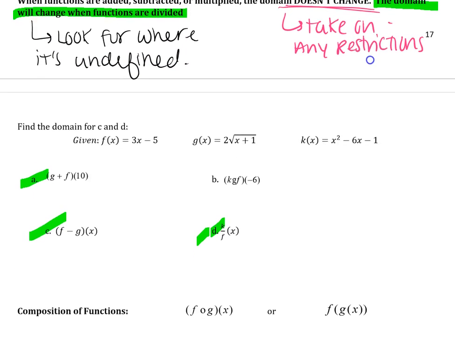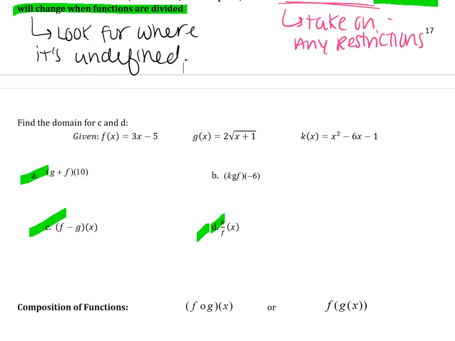Okay, so I'll go to the next page. So I'm actually going to skip ahead to D right now, just talking about that note. See how I have k of x divided by f of x? k of x is this parabola. f of x is this line.